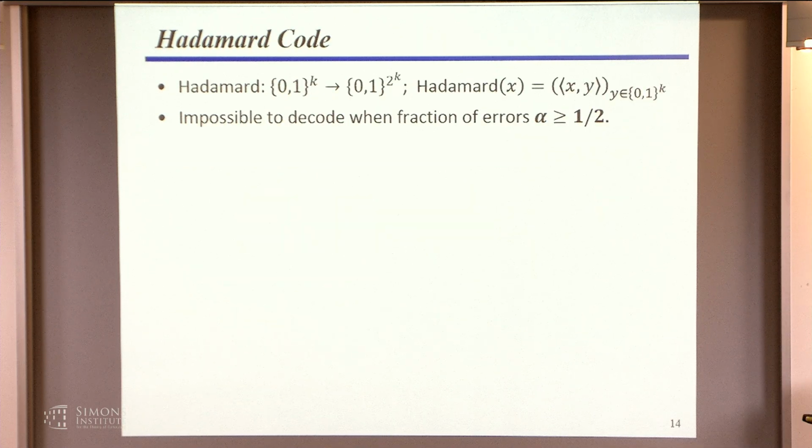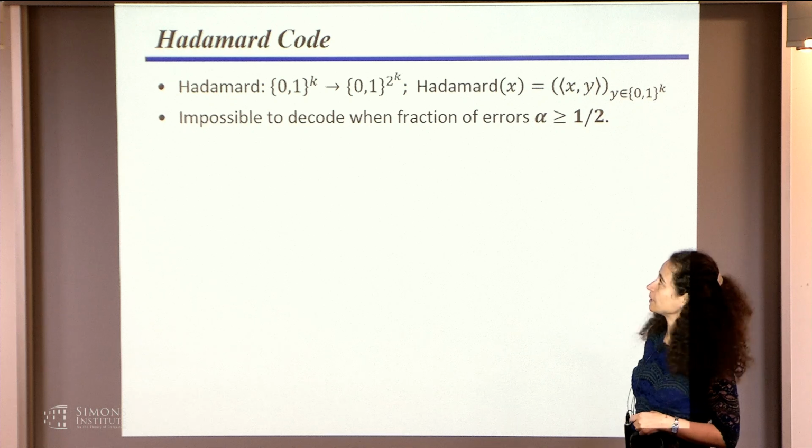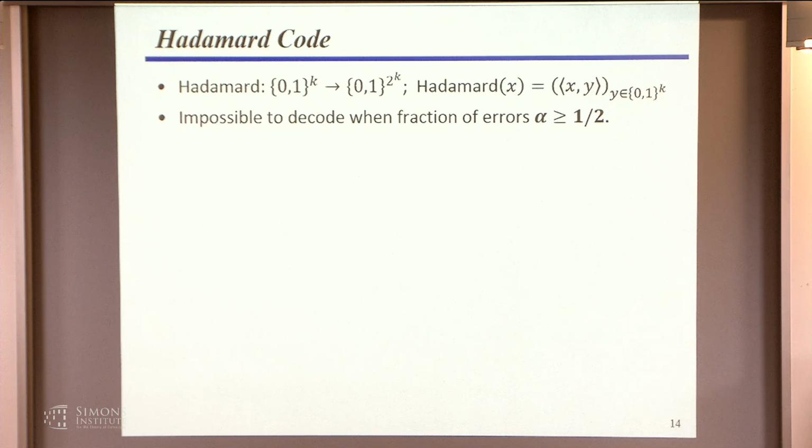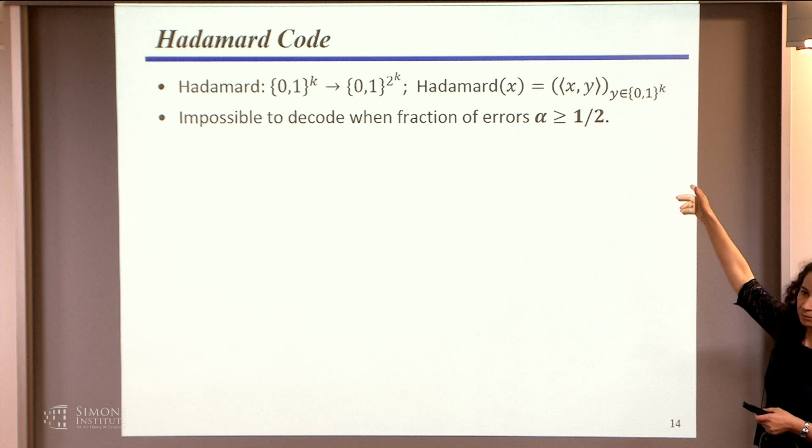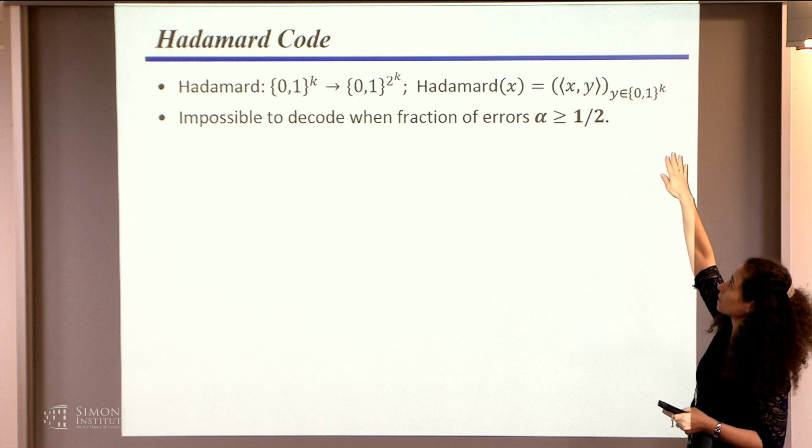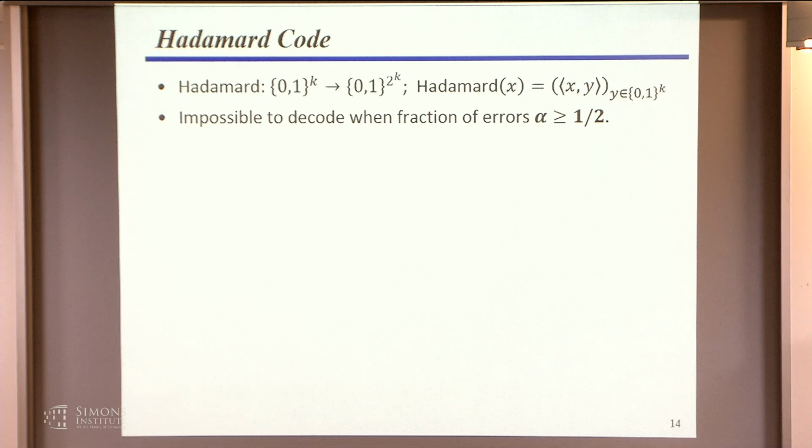So let me talk about the Hadamard code. This is a very good locally list erasure decodable code, except that it has low rate, so we're going to use it in our example. The Hadamard code maps k bits to 2 to the k bits. Given input x, which is a k-bit vector, it maps it to all evaluations of the linear function with coefficients being x, evaluated at all points y.